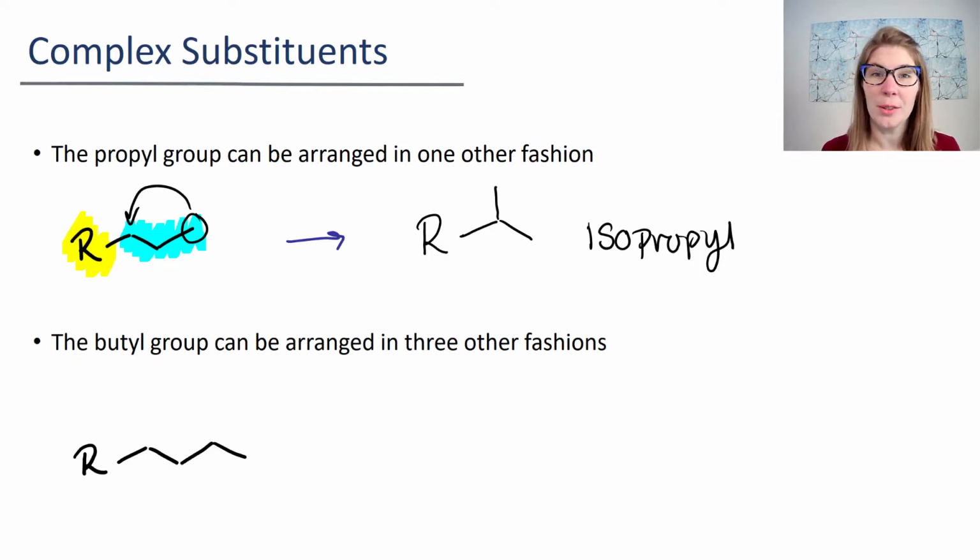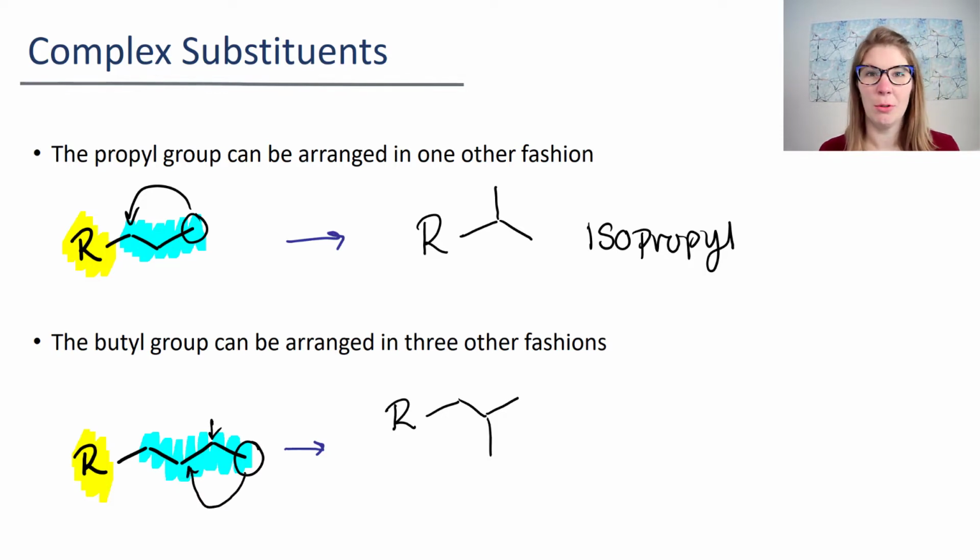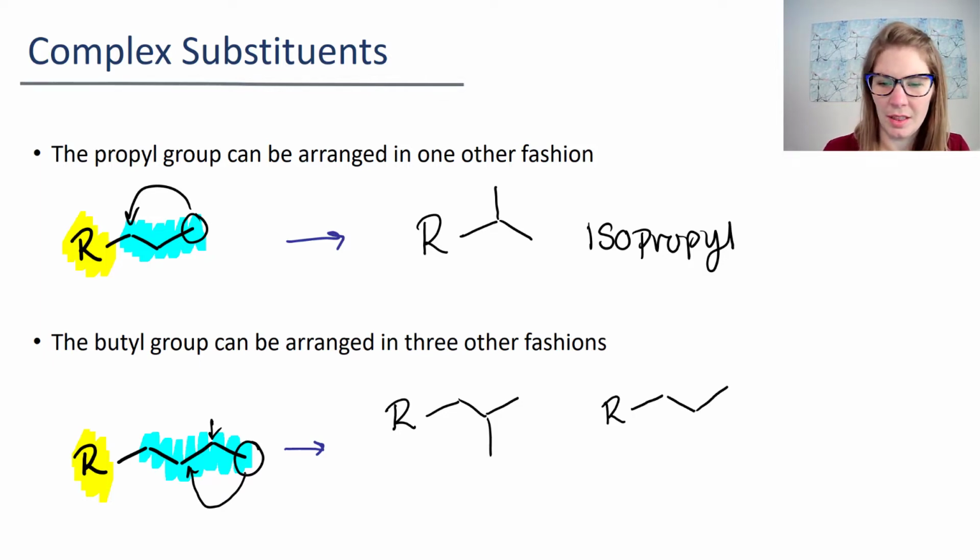The butyl group can also be arranged in a couple of other ways. One way for the butyl group to be arranged is if we take the end carbon, so here are my carbons of the butyl group, and here's the big branch that it's attached to. If I take that final carbon and, instead of connecting it here, I connect it here, then I have a group like this. And I could also scooch that methyl back one more, and then I can also do this.